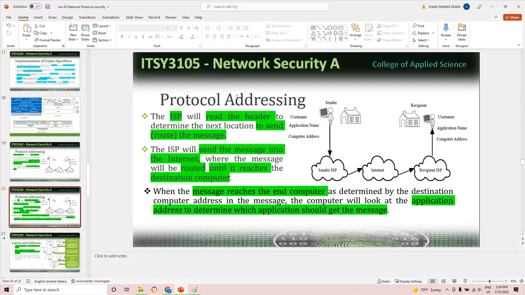So the ISP will read the header. When the packet comes from the sender, it will read the header, use the routing protocol, and decide which is the best path to forward this packet to the recipient ISP provider. So the ISP will send the message into the internet, routed. The packet will be routed. And what does routed mean?